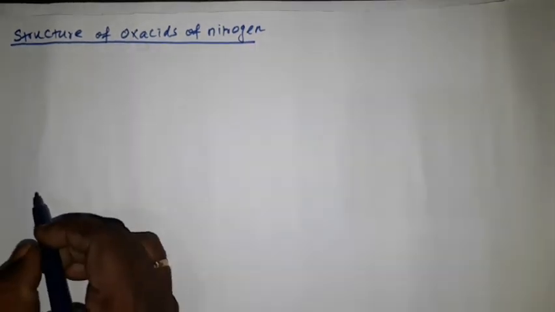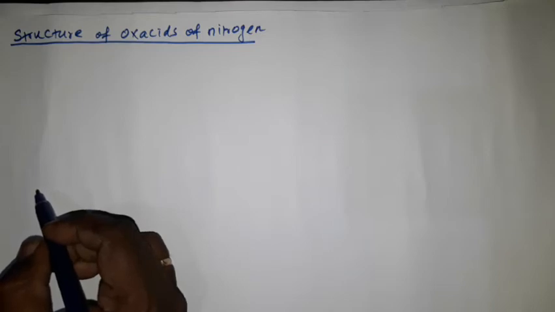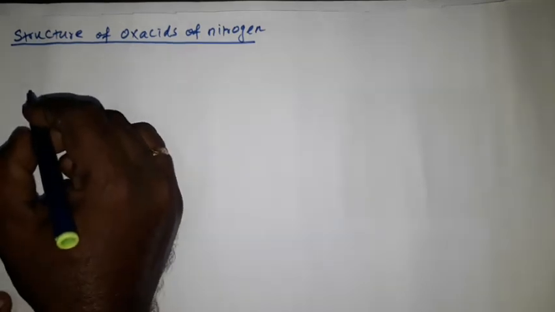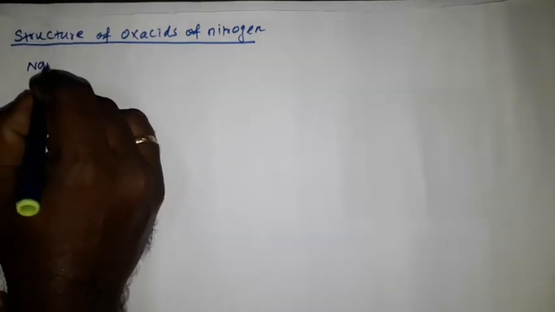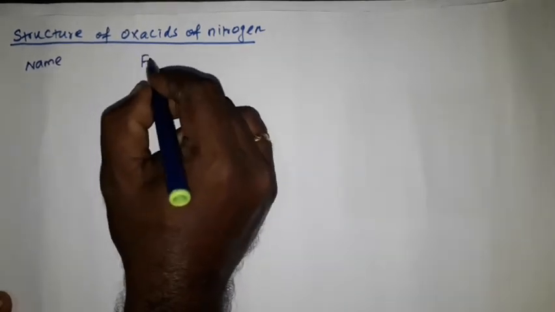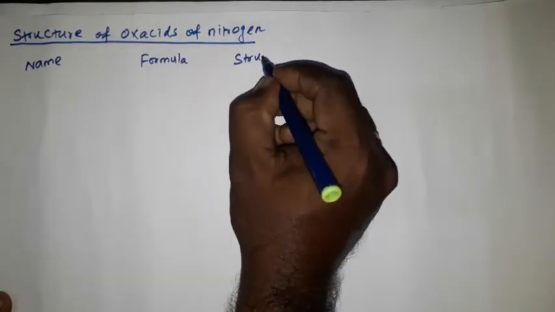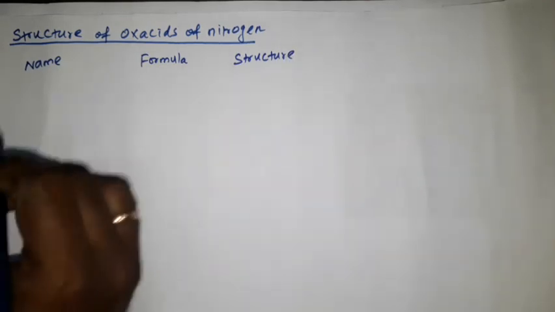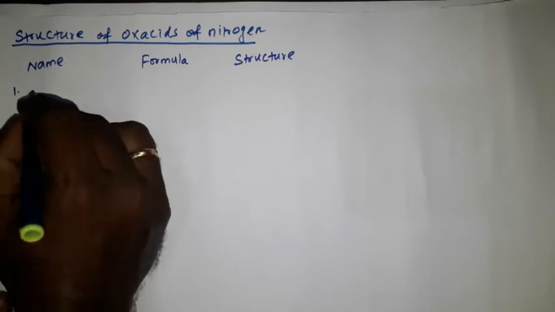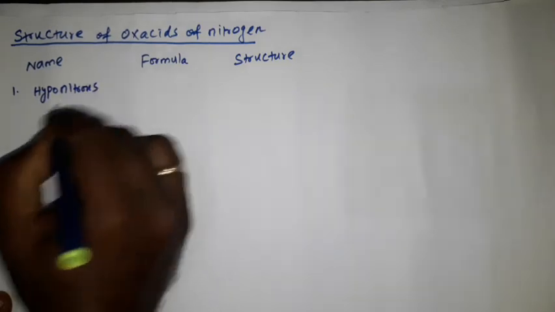Okay. So there are some types of oxacids. That first type is hyponitrous acid. I am writing here name, then formula, then structure. The first name is hyponitrous acid. Hyponitrous acid.